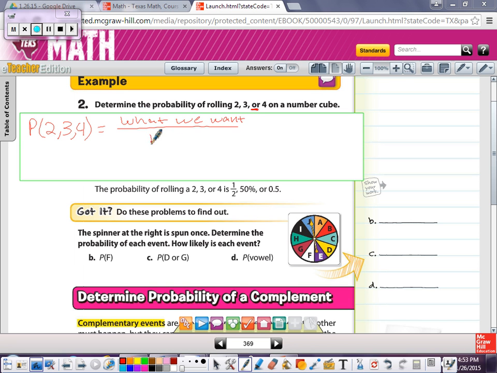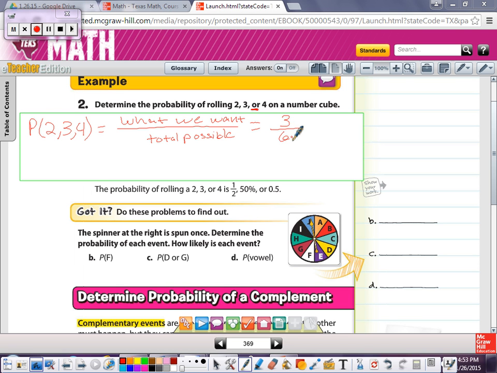Over total possible. So when I look at this, I see that I want to land on a 2, a 3, or a 4. So we want 3 sides, the 2, the 3, or the 4 is what we want. We just want to land on a 2 or 3 or a 4. So that gives us 3 favorable outcomes, or that's what we want. One of those 3 numbers. Now total possible numbers, we have 6 sides to our cube.